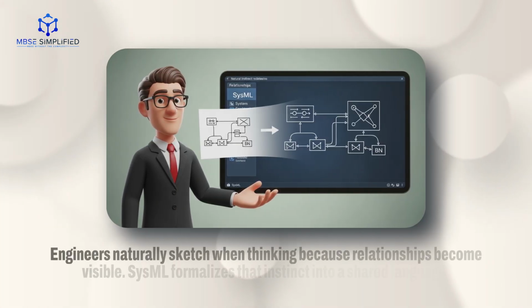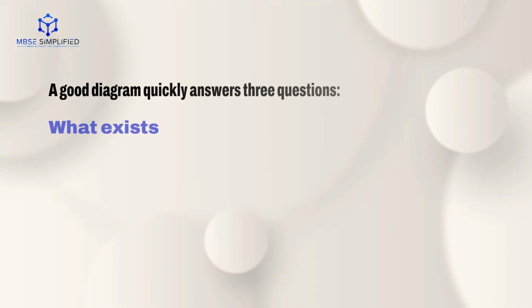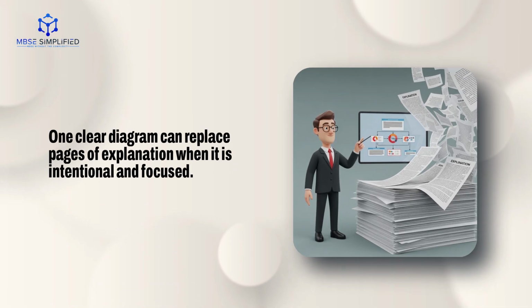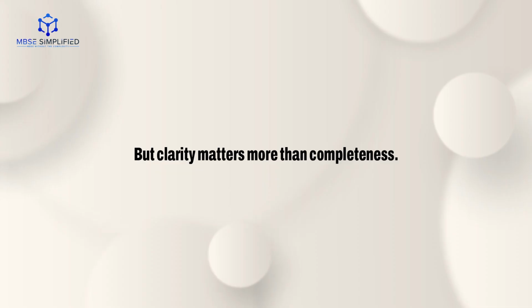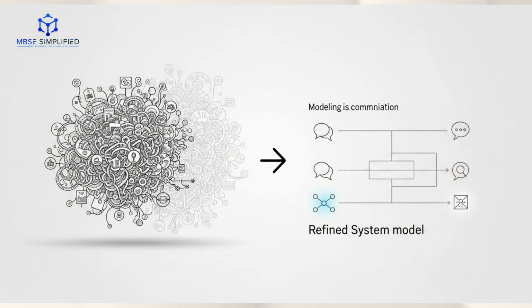Engineers naturally sketch when thinking because relationships become visible. Systems modeling language formalizes that instinct into a shared language. A good diagram quickly answers three questions: what exists, how it relates, and what depends on what. One clear diagram can replace pages of explanation when it is intentional and focused. But clarity matters more than completeness. Overloaded diagrams reduce understanding instead of improving it. The purpose of modeling is communication, not artistic complexity.